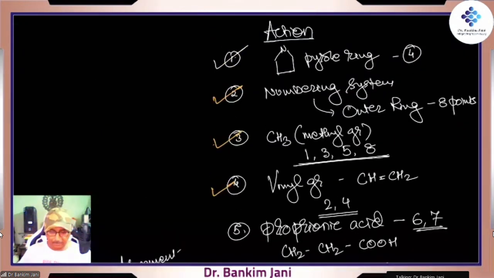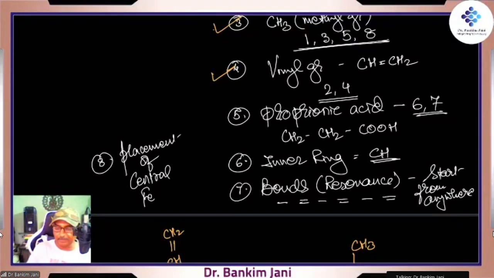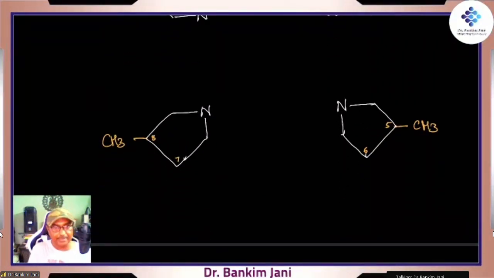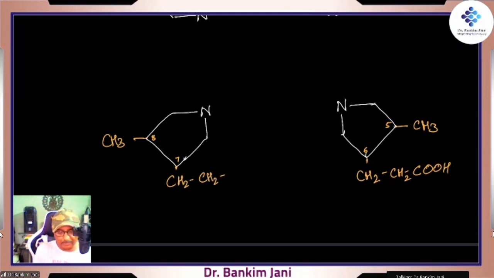And we move on to the third one. Third position, that is at 6 and 7, because only that much is left, and that's the propionic acid. So CH2, CH2, COOH, right? So this is the 6 and 7. Here it is CH2, CH2, COOH. Here also CH2, CH2, COOH. 1, 2, 3, 4, 5, 6, 7, all done.